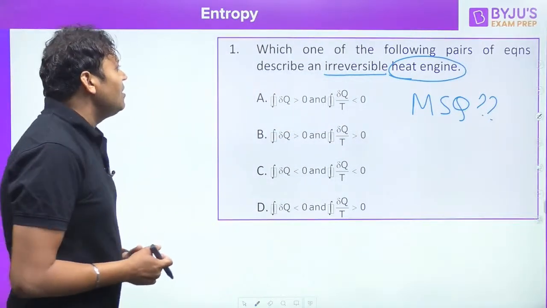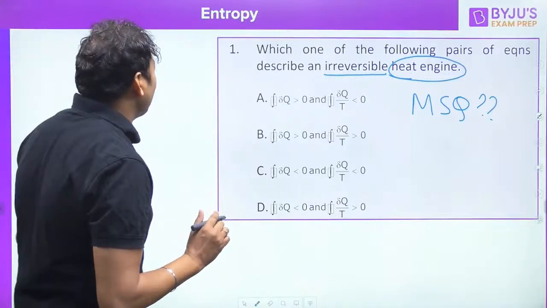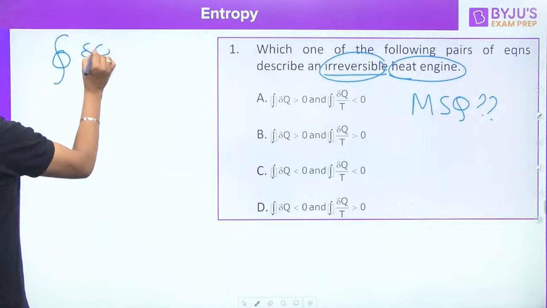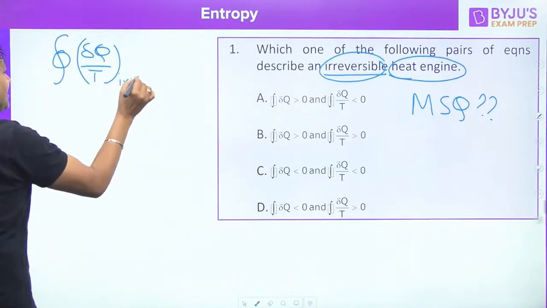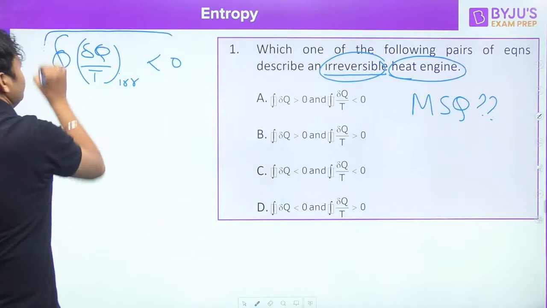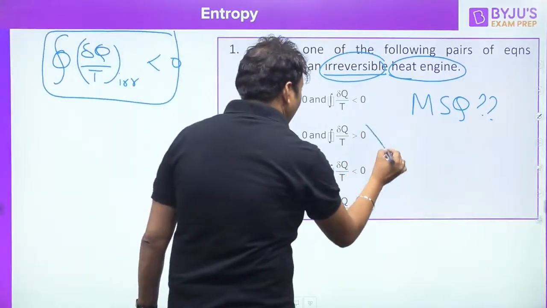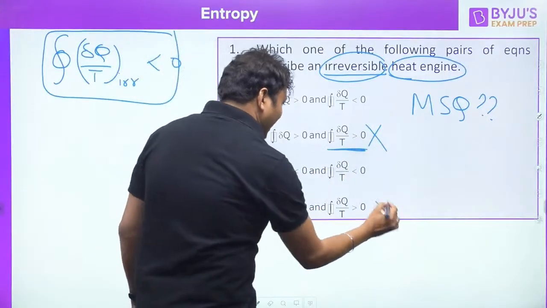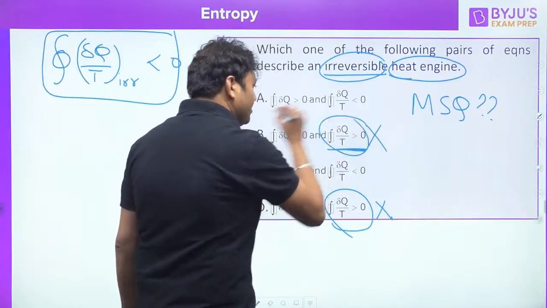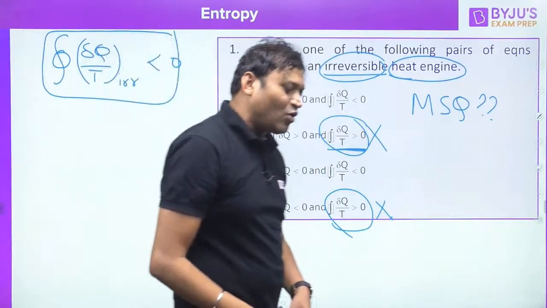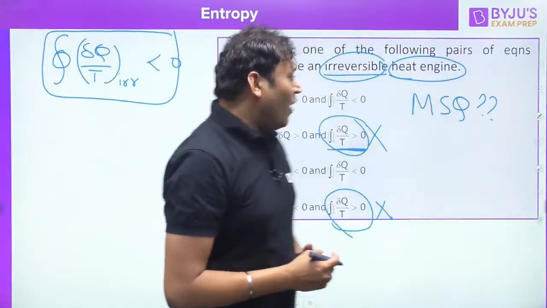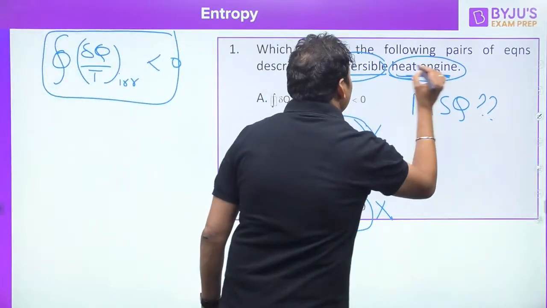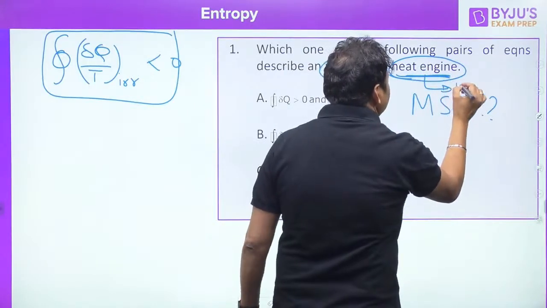So first of all, from the Clausius inequality, because it is irreversible, the cyclic integration of del Q by T for an irreversible cycle is less than 0. So that cannot be true. This cycle is impossible because it violates the Clausius inequality. And what about options A and C? Because it is a heat engine, and a heat engine is a work producing cycle.